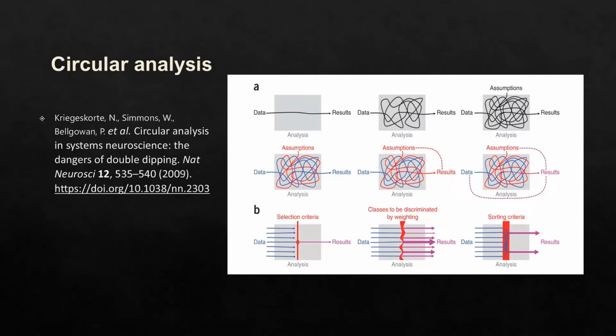And then B of this diagram shows graphically the three most common causes of circularity. Selection is one, weighting and sorting are others. So if the criteria used for selection, weighting, and sorting are not independent of the assumptions or hypotheses, the results will be circular. So the criteria that you use to select or weight or sort your data must not affect or be affected by your hypotheses.